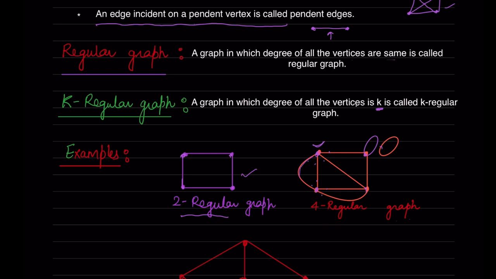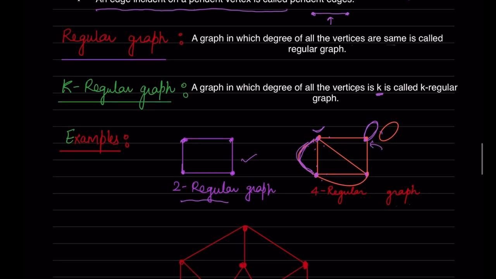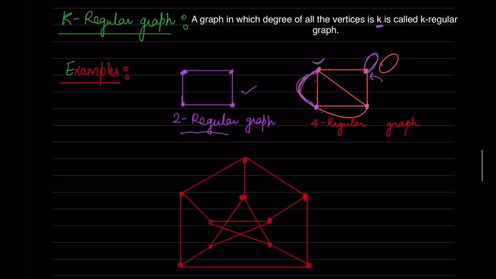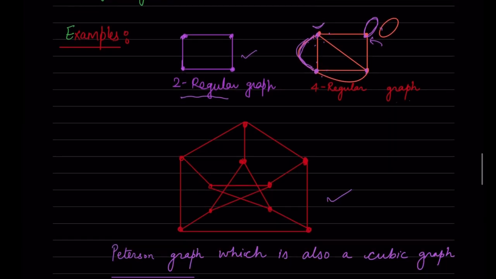This is not a loop, this is an edge, multiple edges we can say. This is a loop, so the degree of this vertex is 2, the degree of this vertex is 2, 2, 2. So that is called a 4-regular graph. Now this is also an example.